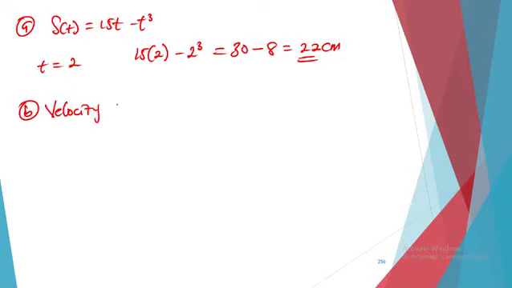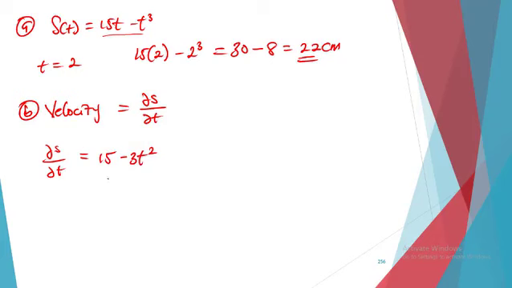Okay, I want to remind us that velocity is equal to change in distance over change in time. So what it means is just to differentiate our given equation. So if we differentiate that, we then have dx over dt to be equal to, if you differentiate 15 with respect to t, you have 15. Differentiate t cubed with respect to t, you have minus 3t squared.